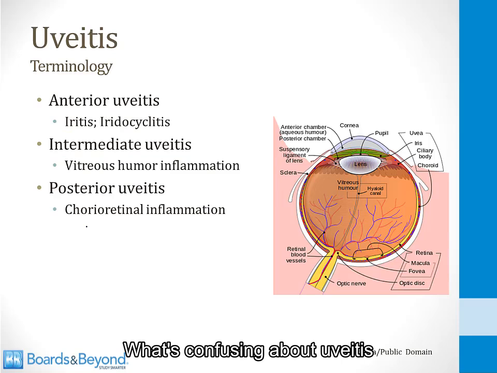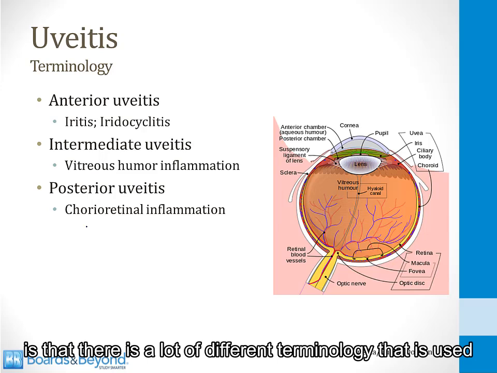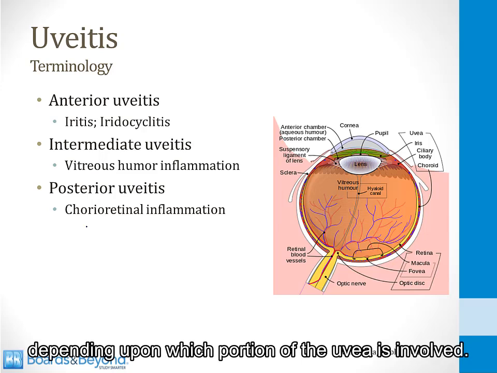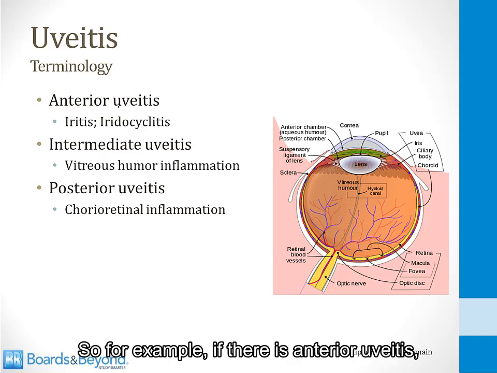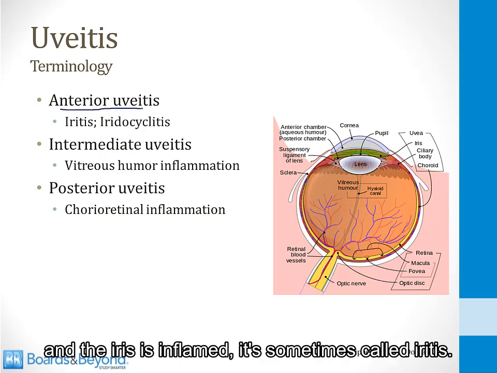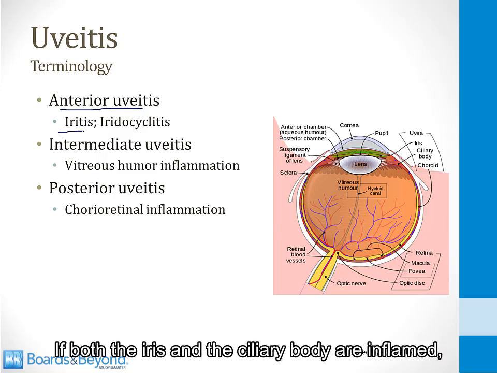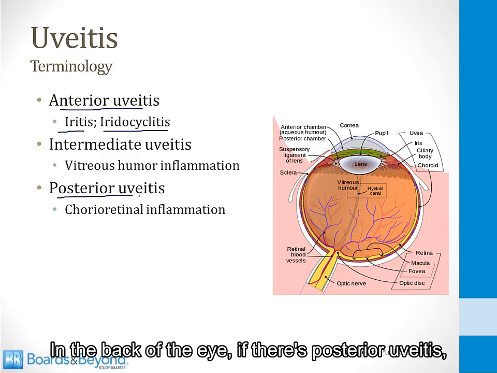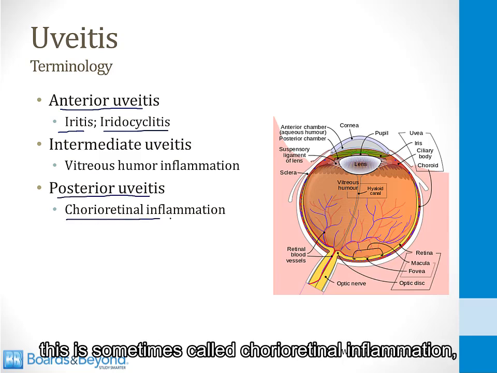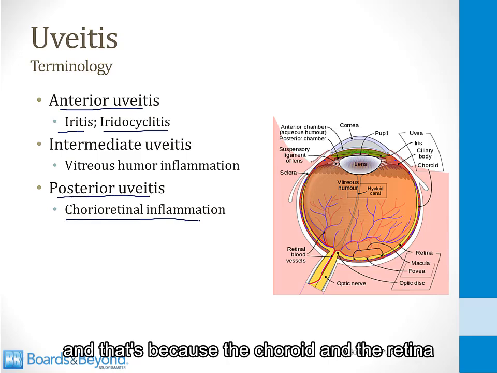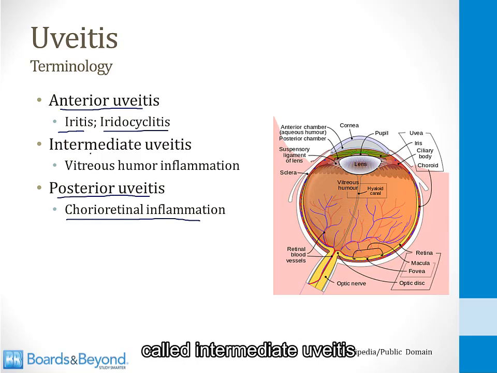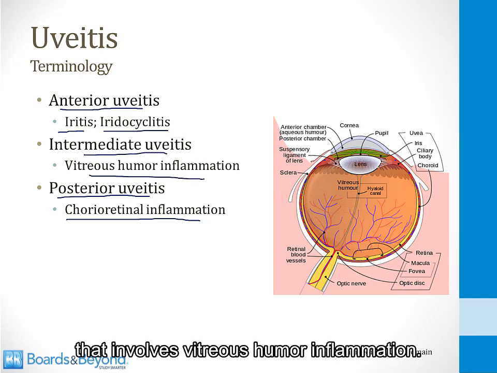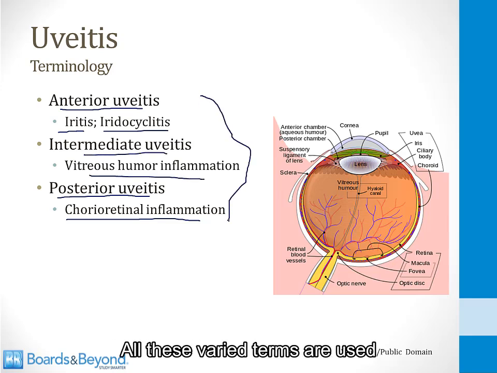What's confusing about uveitis is that there is a lot of different terminology that is used depending upon which portion of the uvea is involved. So for example, if there is anterior uveitis and the iris is inflamed, it's sometimes called iritis. If both the iris and the ciliary body are inflamed, it's sometimes called iridocyclitis. In the back of the eye, if there's posterior uveitis, this is sometimes called chorioretinal inflammation, and that's because the choroid and the retina can be involved. And then there's also something called intermediate uveitis that involves vitreous humor inflammation.